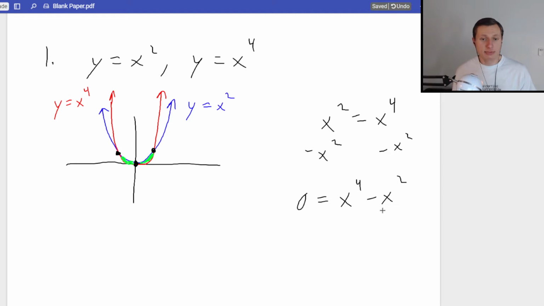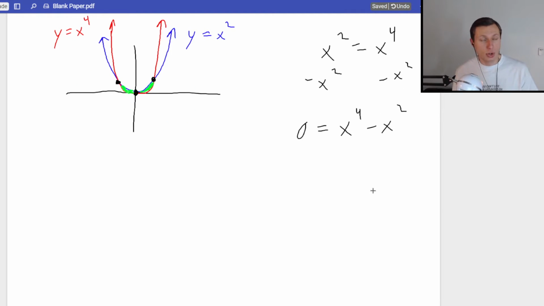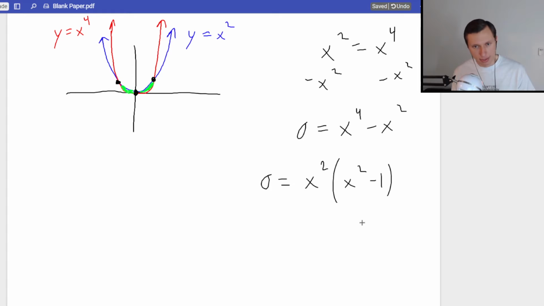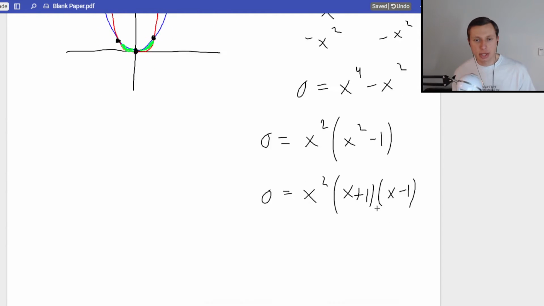Now, this is not an easy function to solve unless you know what to do. And what you do here is you need to factor out the common term. The common term is x squared. If I factor out x squared, what am I left with? I'm left with x squared minus 1. Okay? Now, hopefully, you see what's going on here. I could even factor x squared minus 1. So I have 0 equals x squared times, if I factor x squared minus 1, that becomes x plus 1 and x minus 1. Now I see my three solutions.